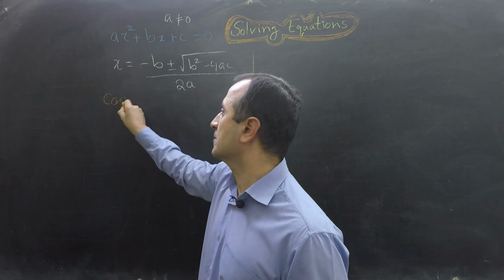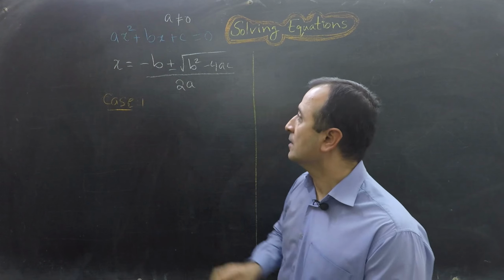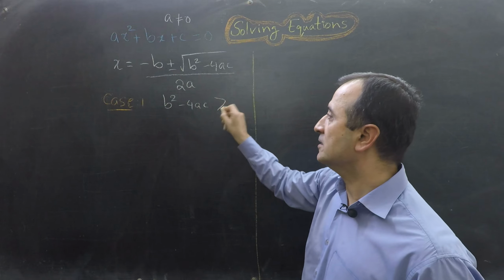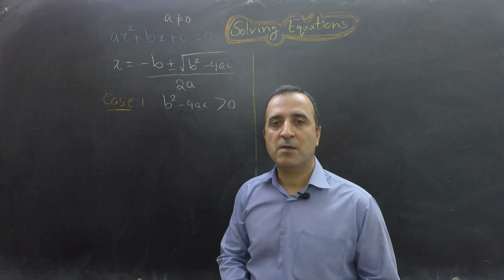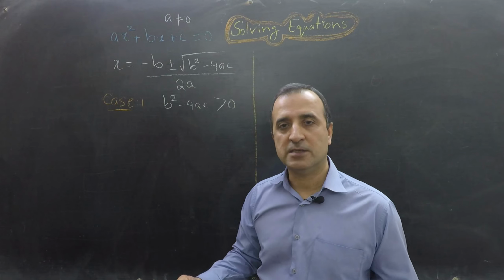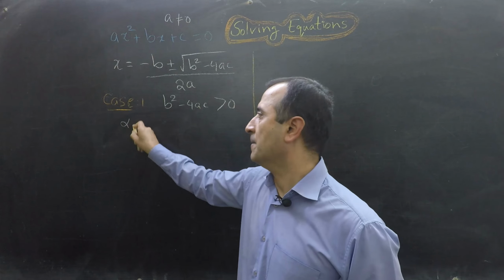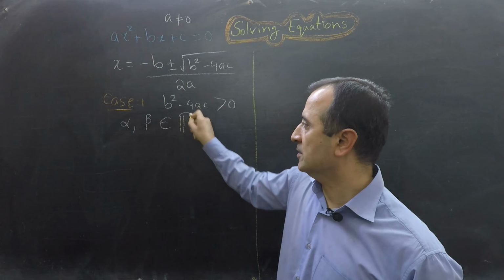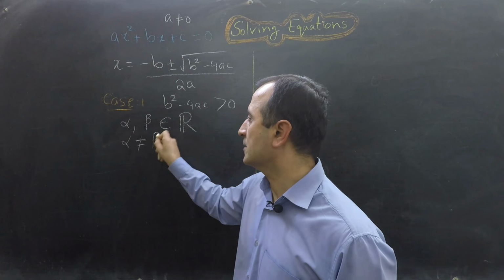Case 1. b square minus 4ac is greater than 0. In this case, I will have a real solution and my two roots will be distinct. That means they will not be equal to each other. So in this case, I will have two roots alpha and beta that belong to the set of real numbers, and alpha will not be equal to beta.